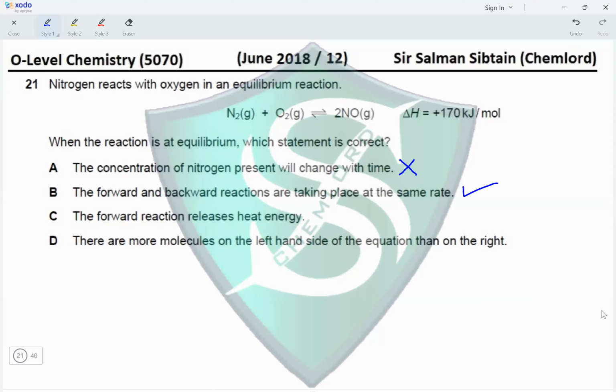Next, the forward reaction releases heat energy. Since the forward reaction has a positive sign, it takes in heat energy. It is an endothermic reaction, not an exothermic reaction. And the last one, there are more molecules on the left hand side of the equation than on the right. On the left, we have got one molecule of nitrogen and one of oxygen. So in total, two. On the right side, we have got 2 moles of NO. Therefore, moles on the left and the right are equal. This makes option B the correct option for this question.